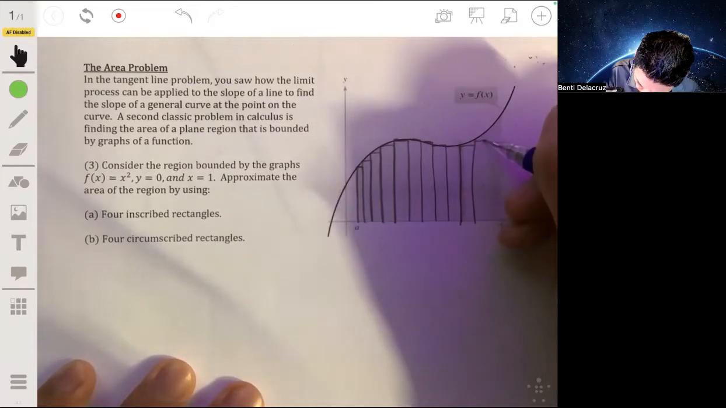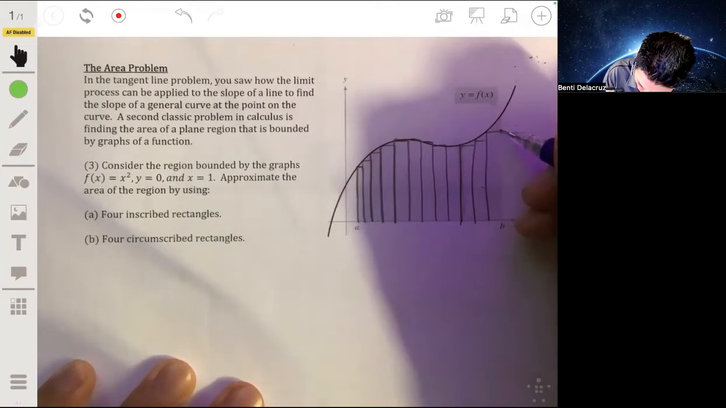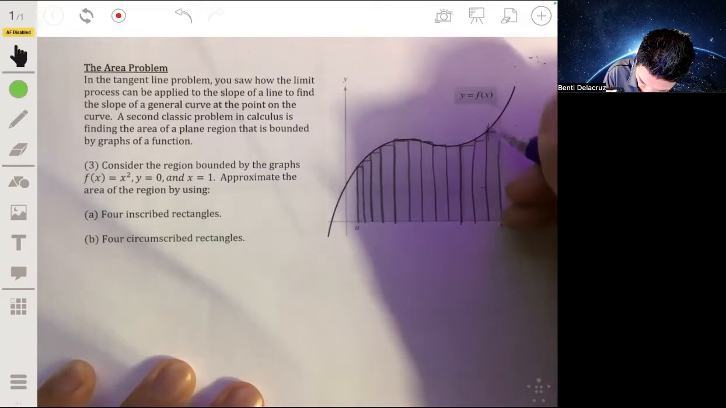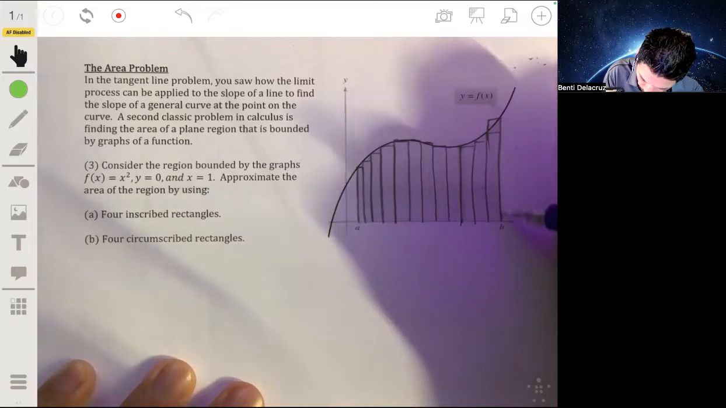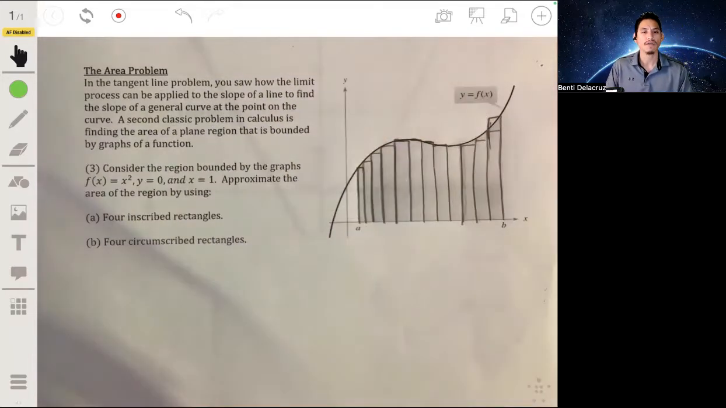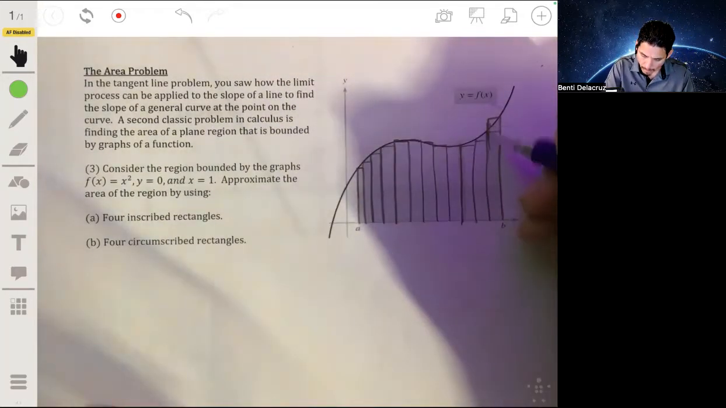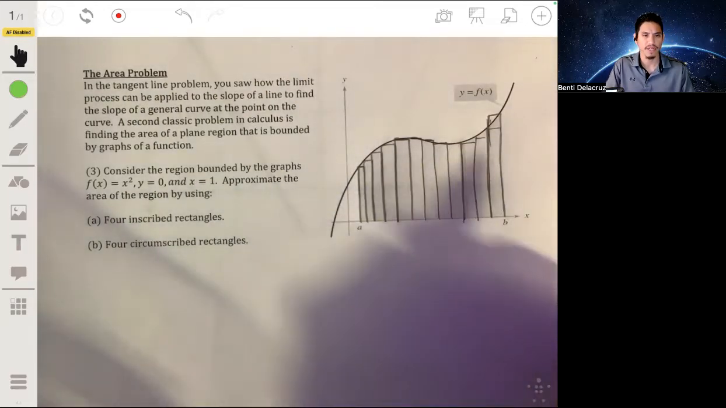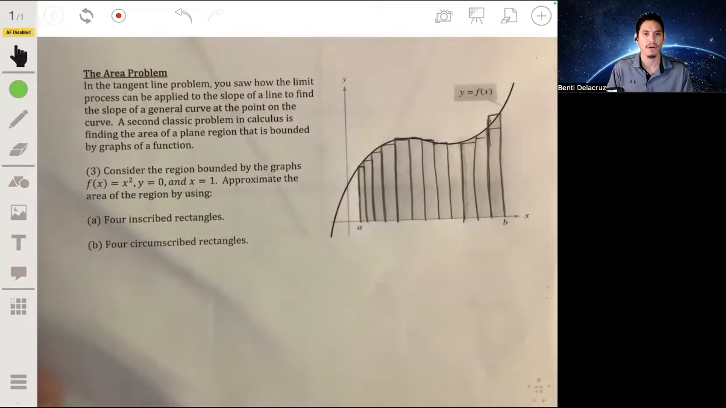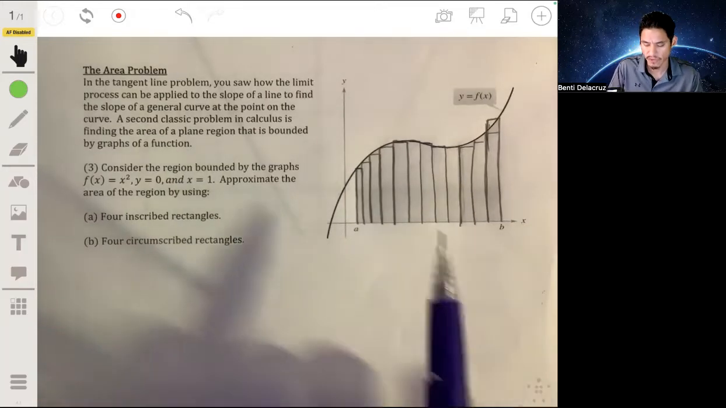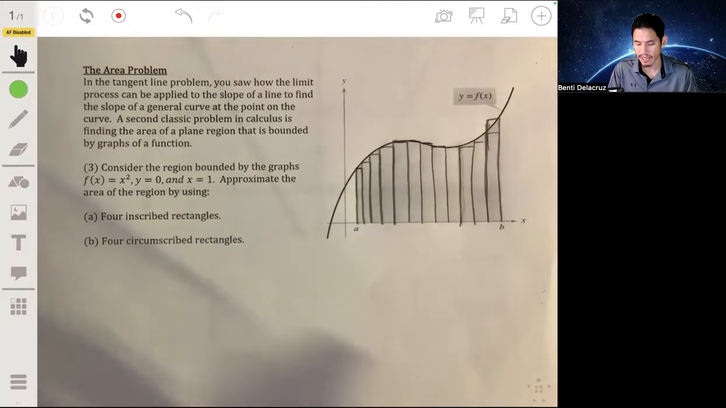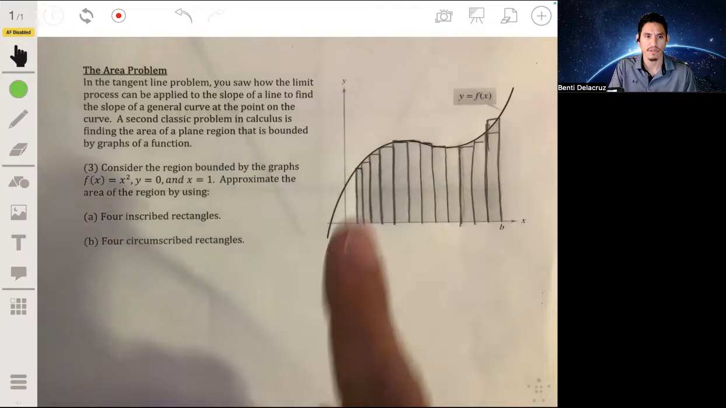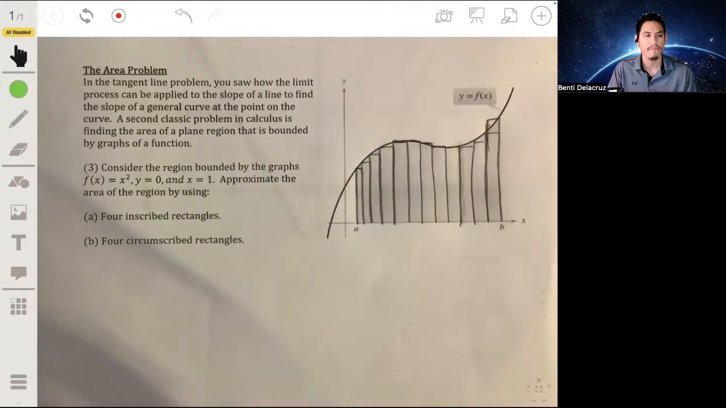So let me just do a couple more. Maybe I can go up here. So the idea is if I can find the areas of these rectangles, simply using the formula for a rectangle, base times height, and then add them all together, that's going to be close to this total shaded area. And the more rectangles, the better the approximation.